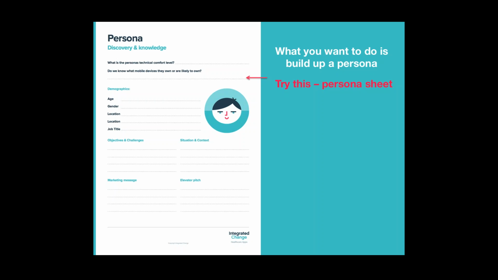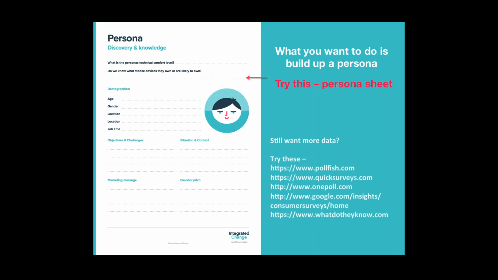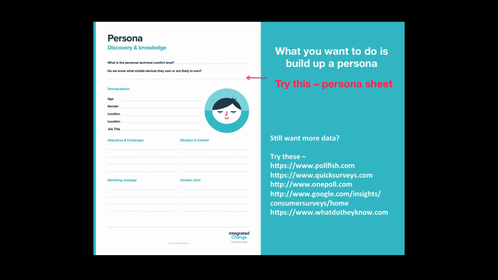And if you don't want to go down that route and you still want more data, then I would definitely recommend choosing some of these survey systems. Google's on there as well. That's free at the moment. OnePoll is fantastic. Pollfish. Go out and ask simple surveys. They'll do the work for you. You'll get the results in a week or two.